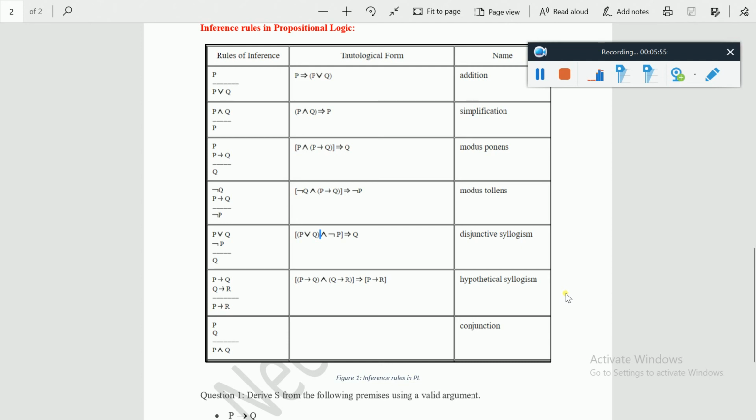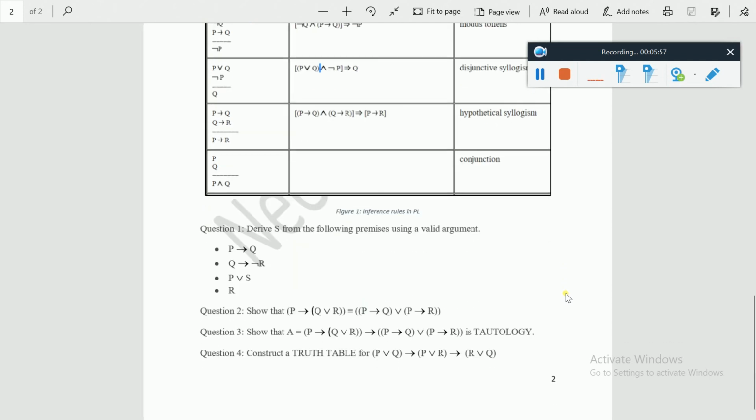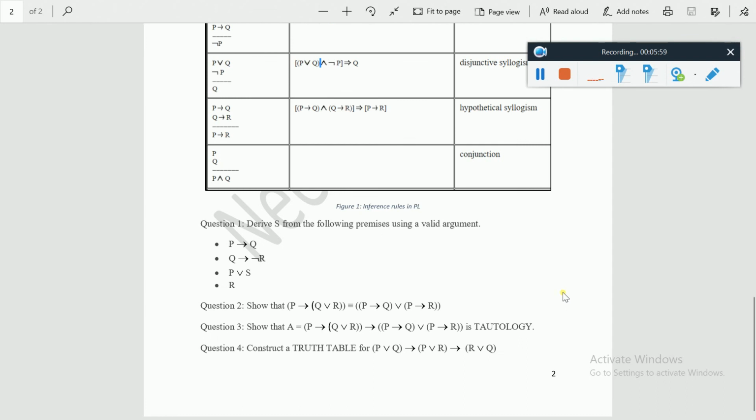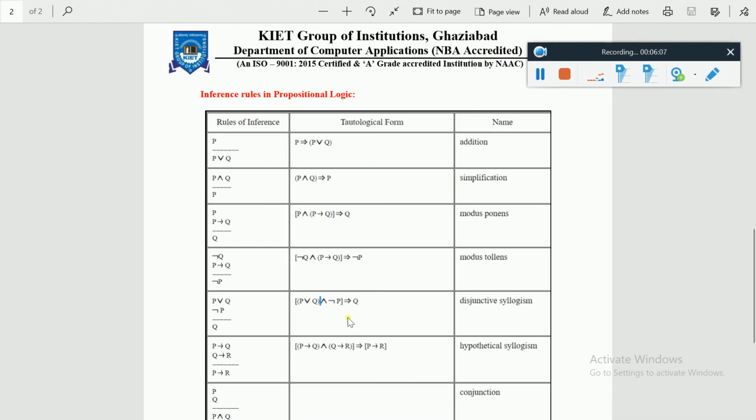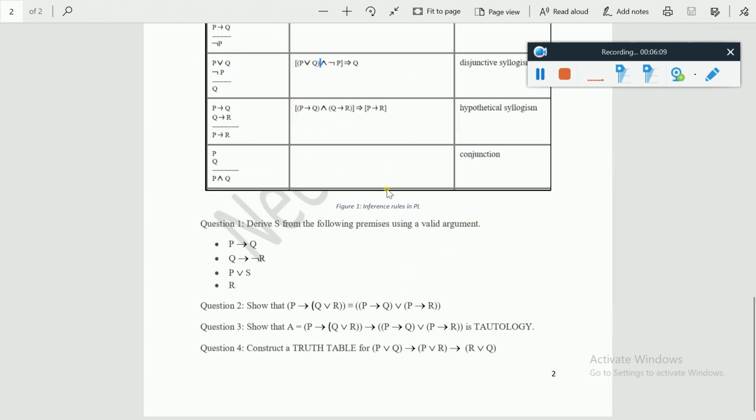So we have some questions, which are your home assignments. Question number 1: you need to derive S from the following premises using a valid argument. Valid arguments are these inference rules. On the basis of these inference rules, we need to derive S from these given statements: P implies Q, Q implies not R, P or S, R.